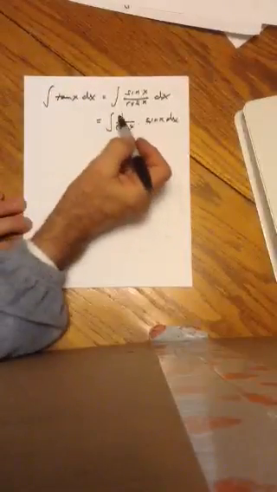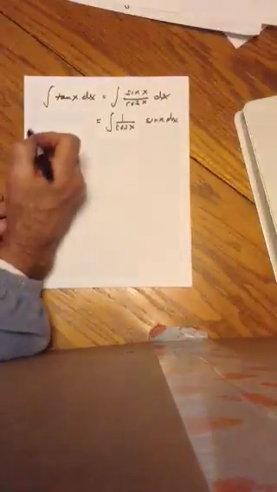I'm thinking log rule, so 1 over ugly. This is supposed to be my d ugly.